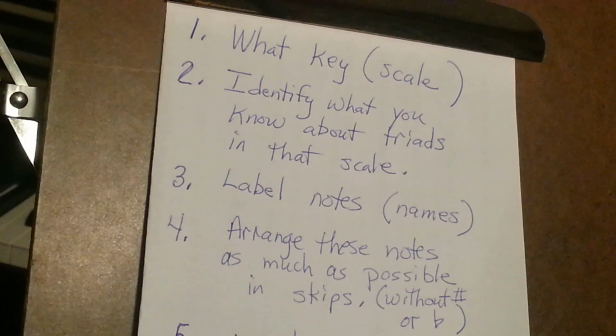The first thing you're going to do when you look at a musical score is you're going to ask the question, what key is it, or what scale? Then you're going to identify what you know about triads in that particular scale. Then I ask you to label the notes. In other words, what letter names do you see on the musical staff?